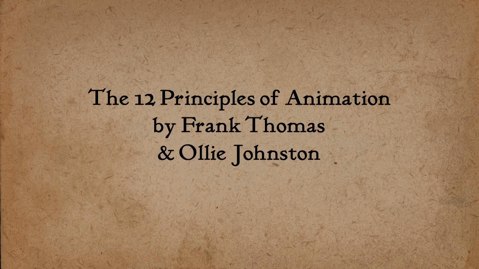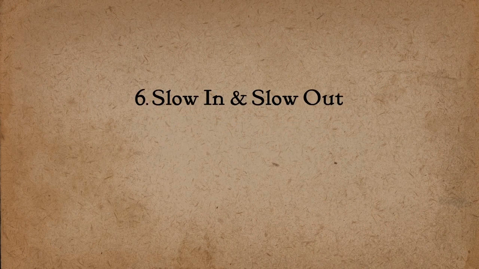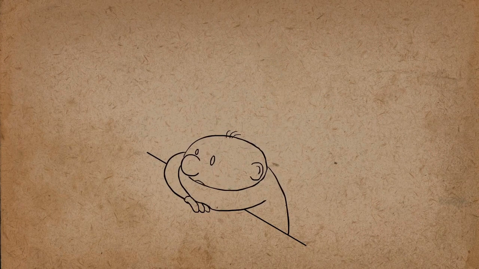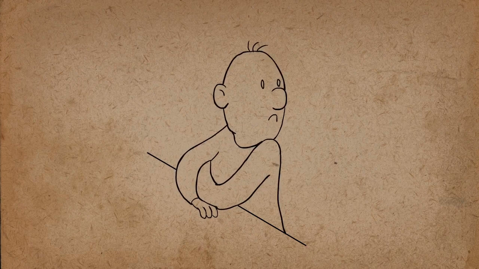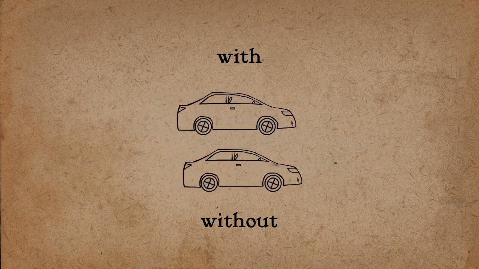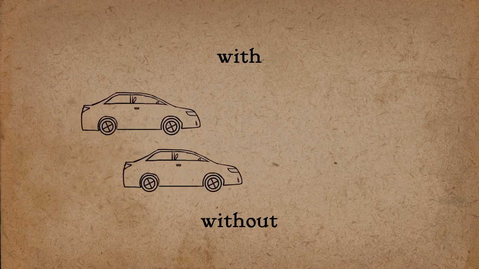Alright, so the next principle is called slow in and slow out. This principle refers to the way pretty much all movement starts slowly, builds speed, and finishes slowly. This is one of the most important principles to achieving lifelike motion. Without slow in and slow out, things feel mechanical.